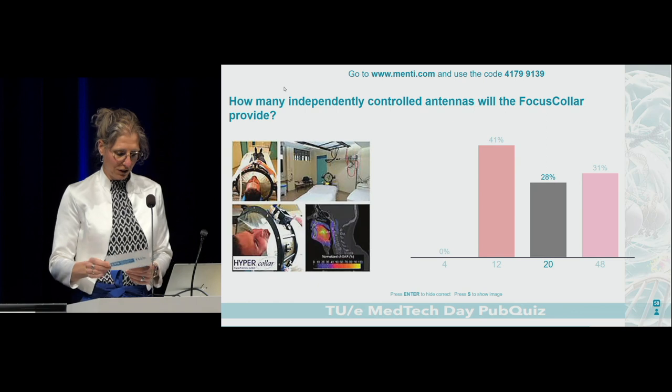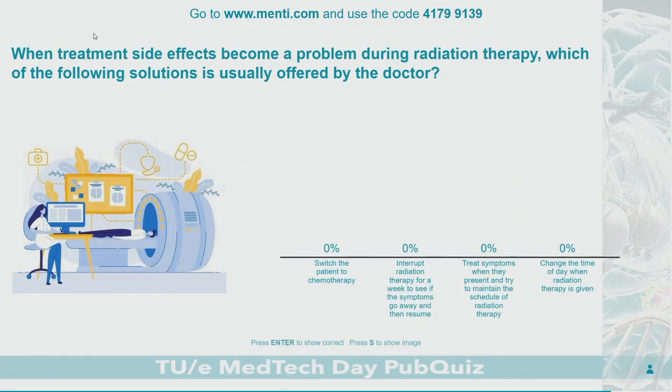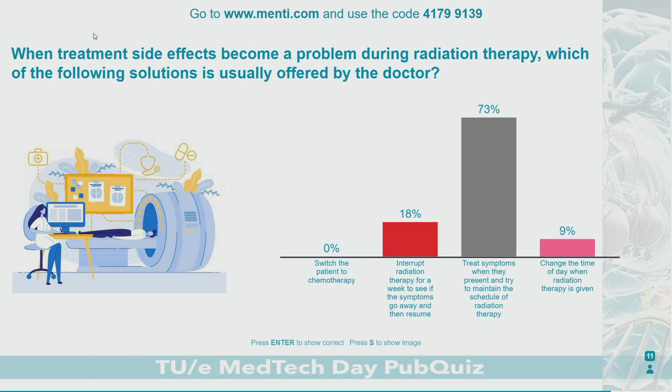And our final question of this pub quiz. When treatment side effects become a problem during radiation therapy, which of the following solutions is usually offered by the doctor? A, switch the patient to chemotherapy. B, interrupt radiation therapy for a week to see if the symptoms go away and then resume with radiation therapy. C, treat the symptoms when they present and then maintain the schedule of radiation therapy. And D, change the time of the day when radiation therapy is given.